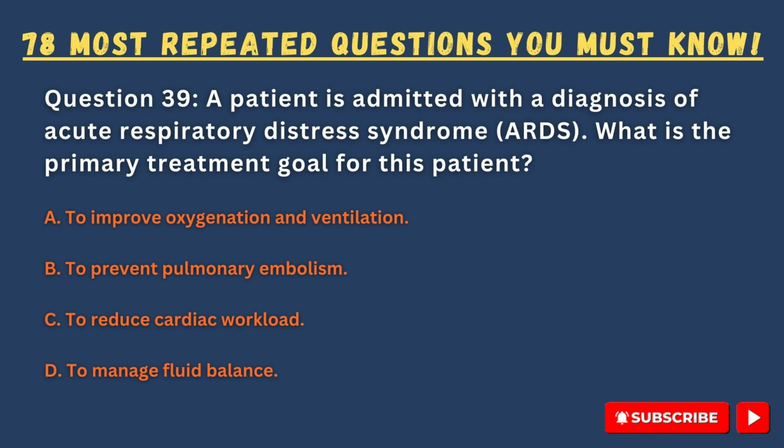Question 39. A patient is admitted with a diagnosis of acute respiratory distress syndrome, ARDS. What is the primary treatment goal for this patient? A. To improve oxygenation and ventilation. B. To prevent pulmonary embolism. C. To reduce cardiac workload. D. To manage fluid balance.